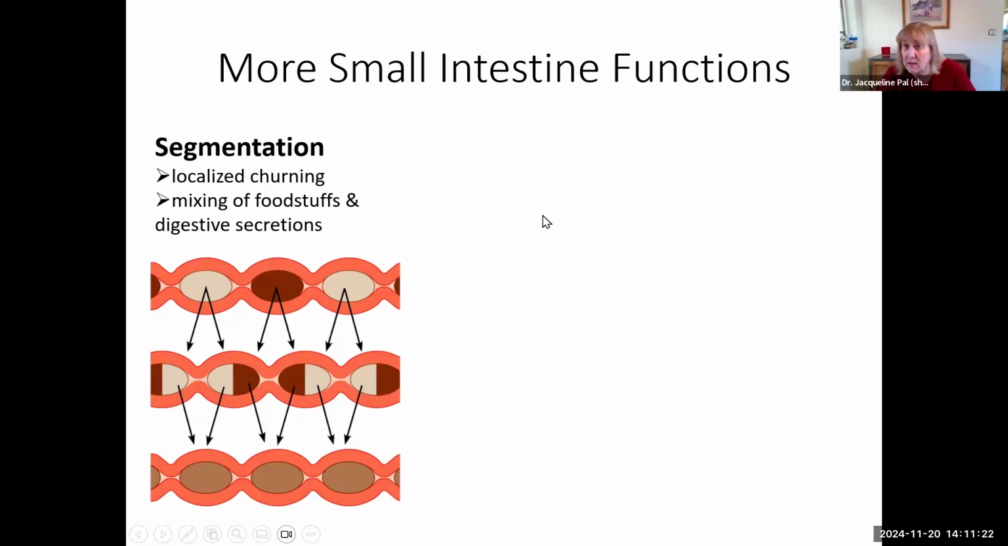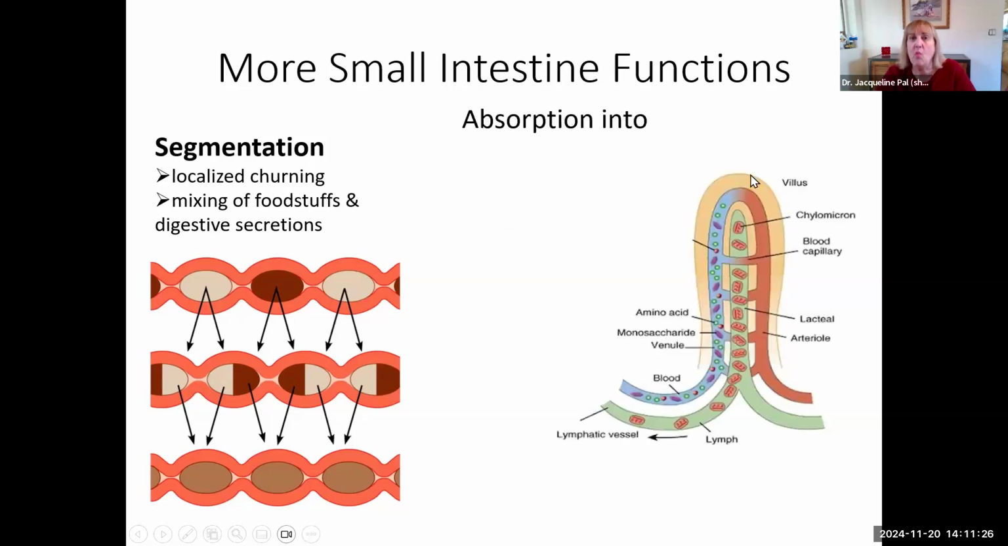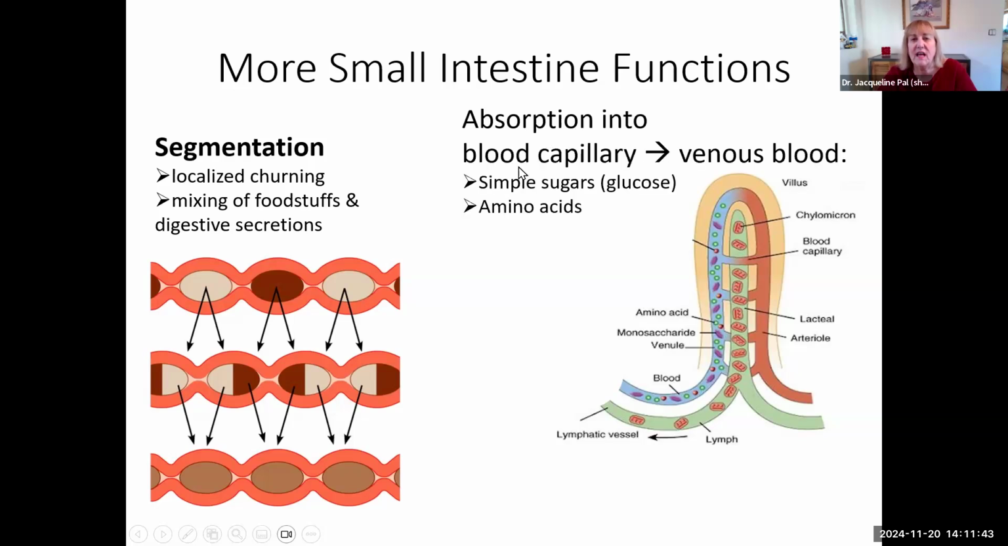Now, talking about absorption, let's go back and look at that villus. What is being absorbed where in that villus? Well, when we look at the arterial and the venous sides, stuff has to be absorbed into the cell, and then into the blood capillaries, so it can leave through the venous side.